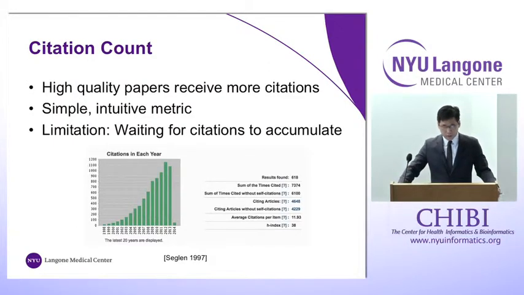First, I'm going to talk about predicting citation count. Citation count is a very popular metric where the intuition is that higher quality papers will receive more citations. It's popular because it's simple, it's intuitive, and it makes sense to people. The major limitation of citation count is that you must wait for these citations to accumulate. So when a paper is published, you can't use citation count to tell you which papers are high quality because you have to wait for those to accumulate over time.